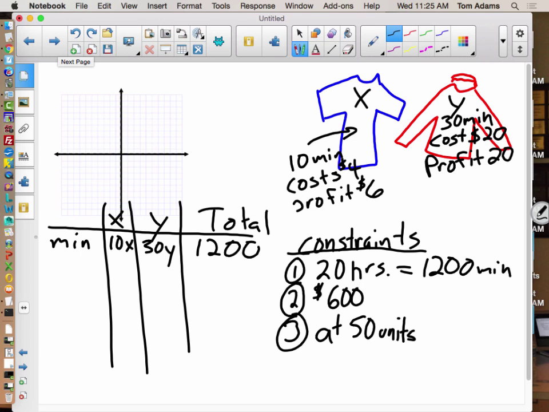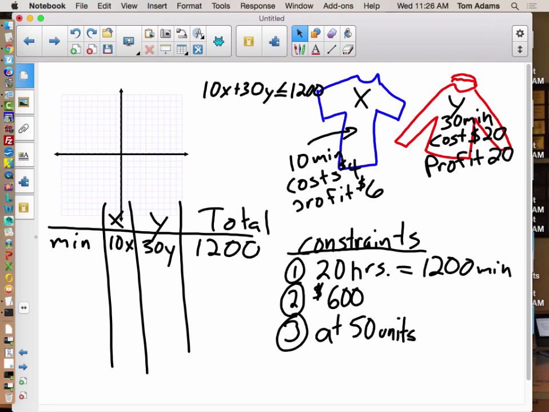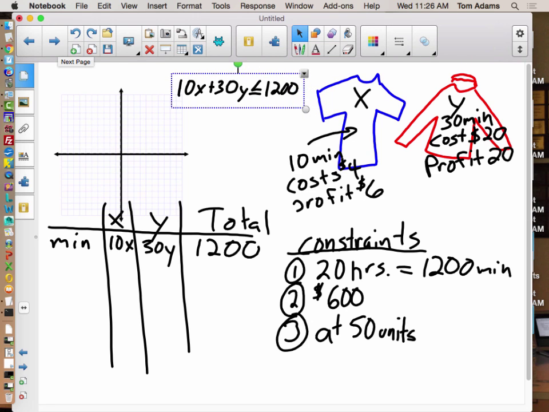So now, I need to make sure that my first constraint, 10x plus 30y, is less than or equal to 1,200 minutes. That's my first constraint. Does that make sense to you guys now? All right, good. So now we're going to take this, slide this over a little bit.